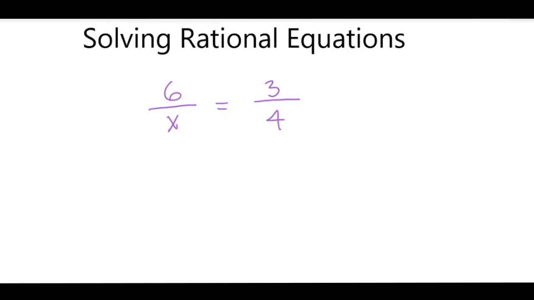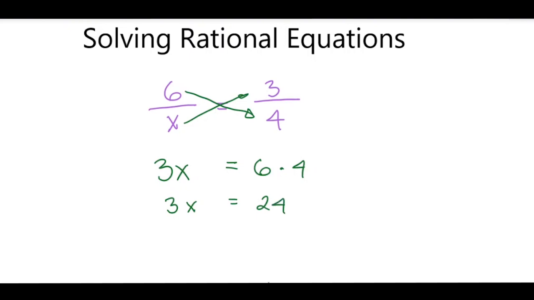Hello again. Today we are solving rational equations. Alright, so here I have the equation 6 over x is equal to 3 over 4. Now I can solve this by cross multiplying, and what I mean by that is I can multiply my x by 3, which gives me 3x, and I'm going to set that equal to 6 times 4. Okay? So that means that 3x is equal to 24.